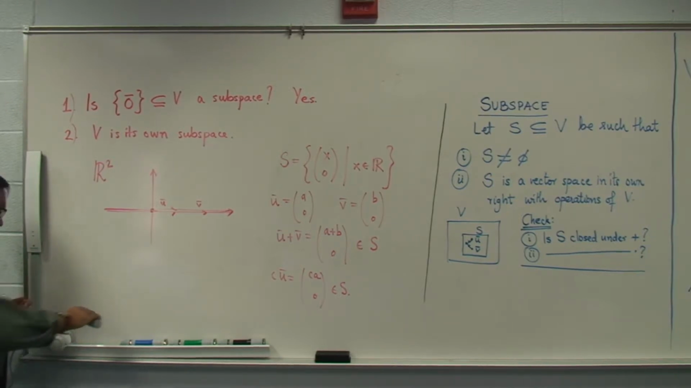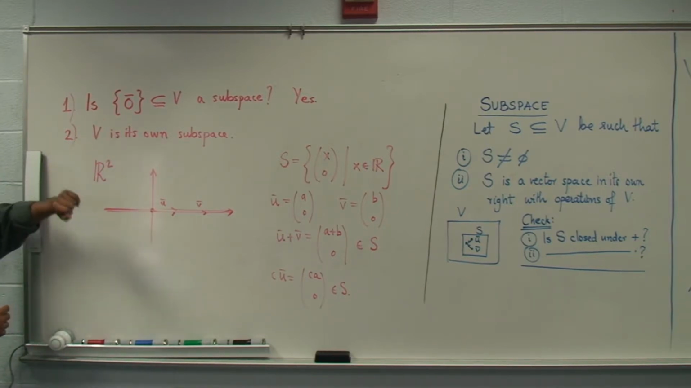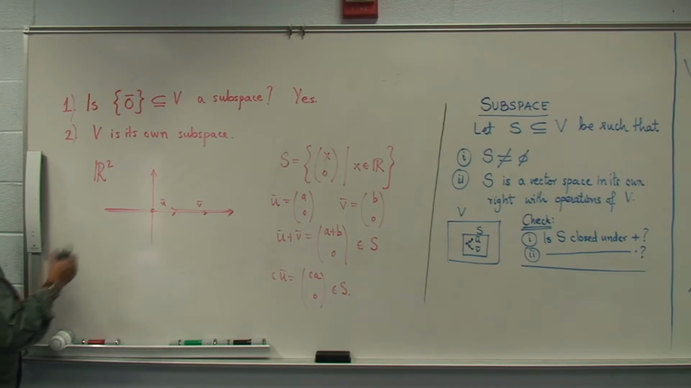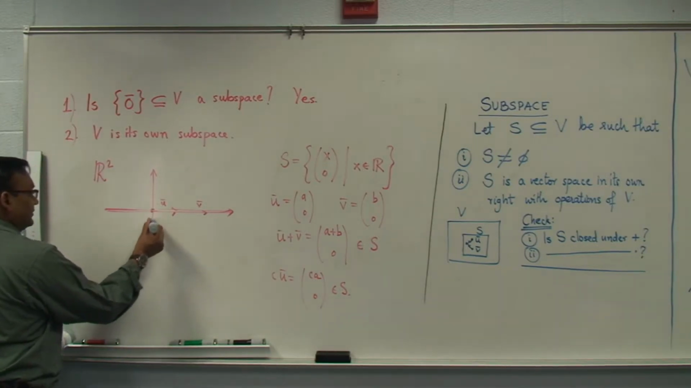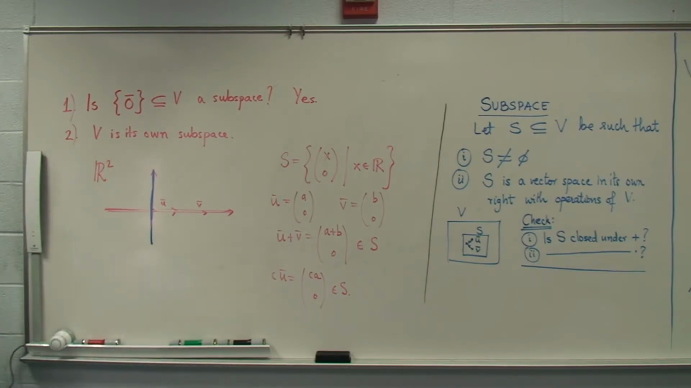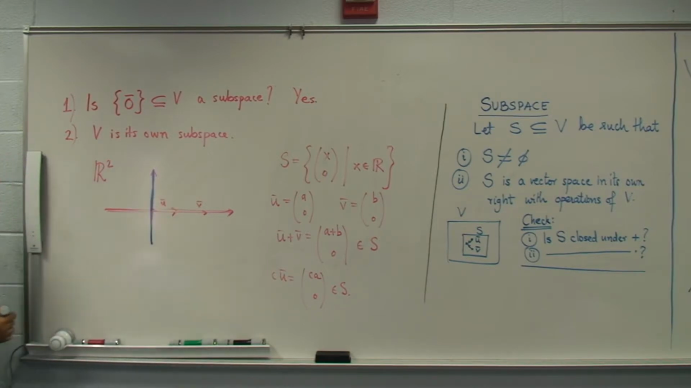Now, what about other subspaces? I found 3 subspaces of R2, namely the zero subspace, the entire R2, and now we are saying the x-axis is also a subspace. What about the y-axis? If I take the y-axis, will it form a subspace? Whatever argument we made for the x-axis, the same argument works for the y-axis, because this time the first component is 0 and the second component could be non-zero.